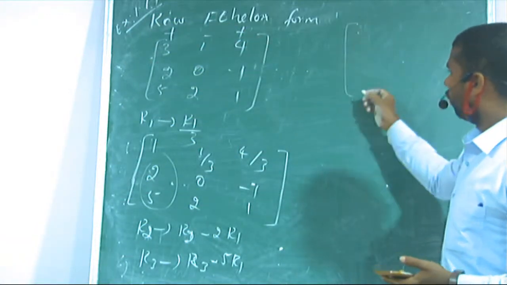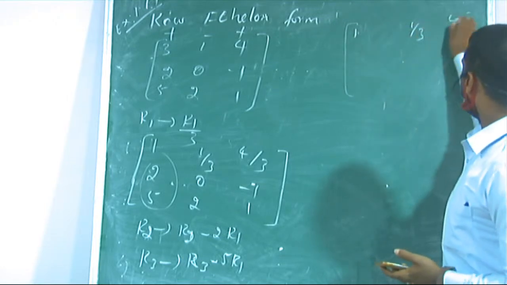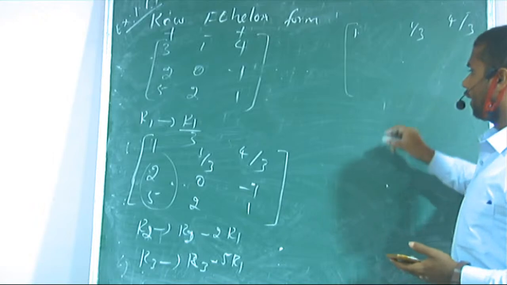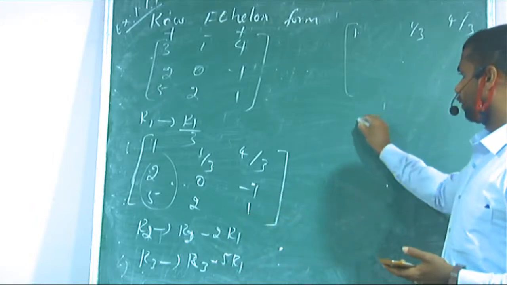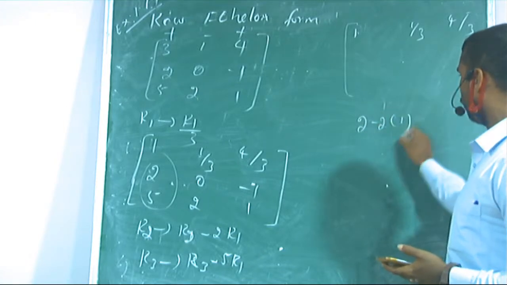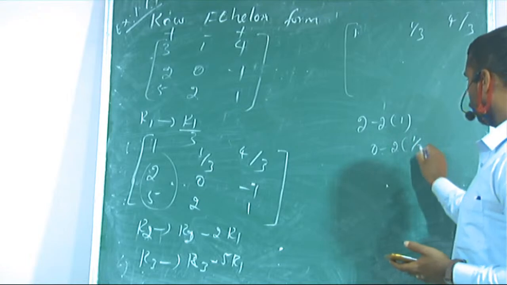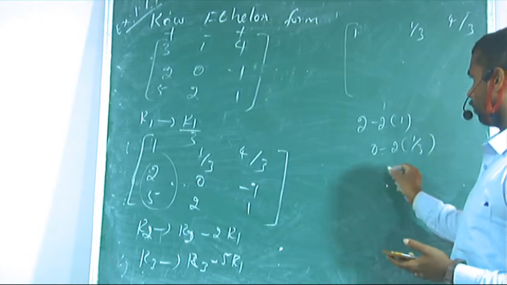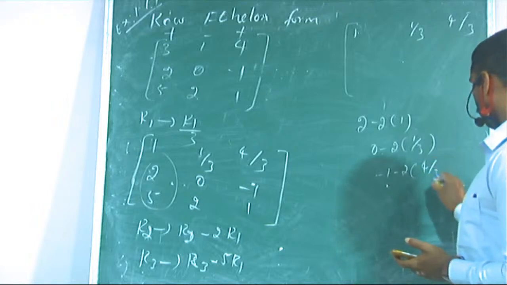What is our actual row 1? 1, 1 by 3 and 4 by 3. Next term, listen my dear friends, R2 minus 2 into R1. That means 2 minus 2 into 1. Next term, 0 minus 2 into 1 by 3. The next one, minus 1 minus 2 into 4 by 3.